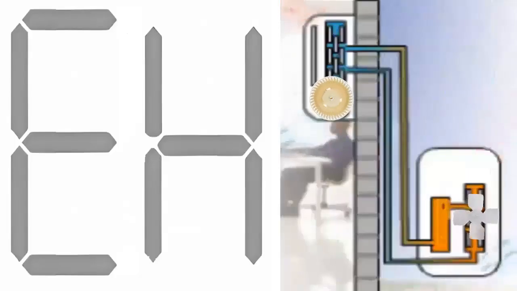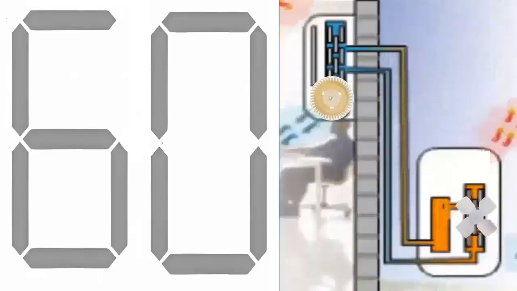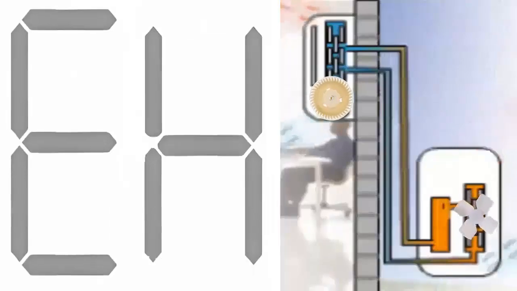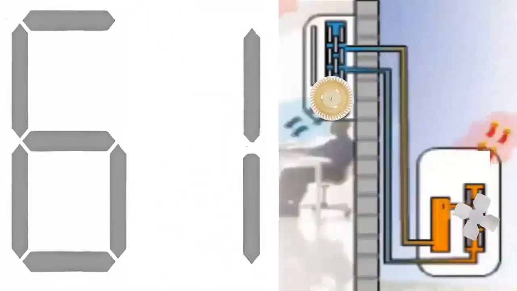In this video, we will discuss the meaning of 3 common error codes in air conditioning systems, specifically the codes CH03, CH60, and CH61.